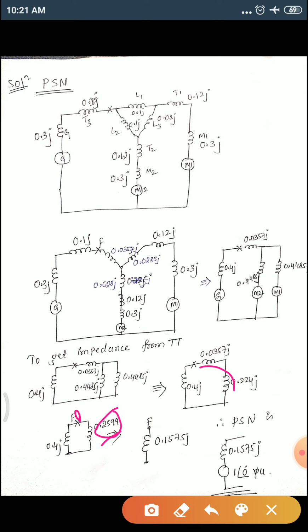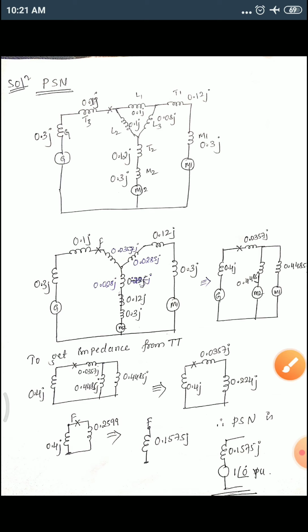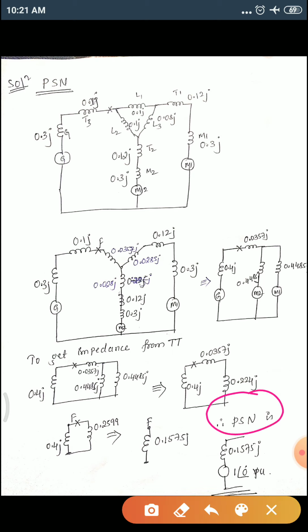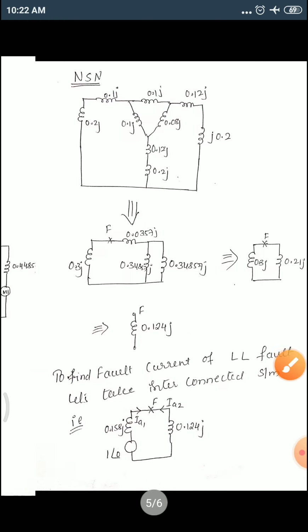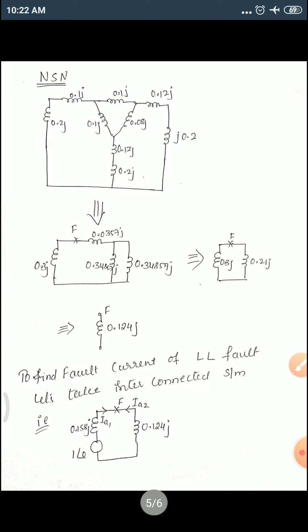This is a fault point, so when you are stretching, these two will be in parallel. So take that parallel combination impedance. Okay, therefore your positive sequence network will be of one impedance, totally the equivalent impedance with voltage source, that is considered as 1 at an angle 0 per unit. And next, let's see negative sequence network.